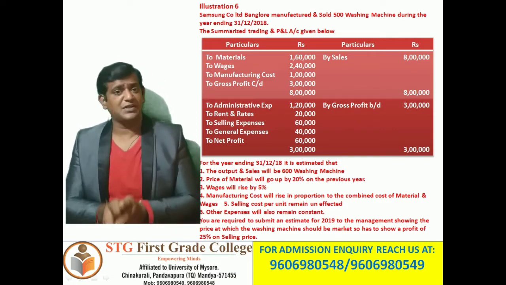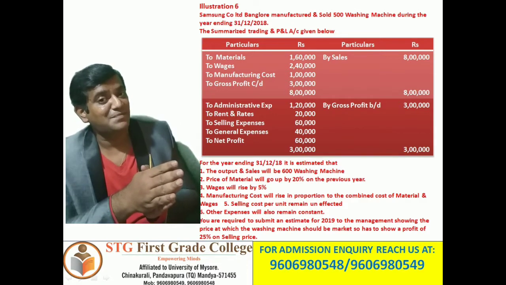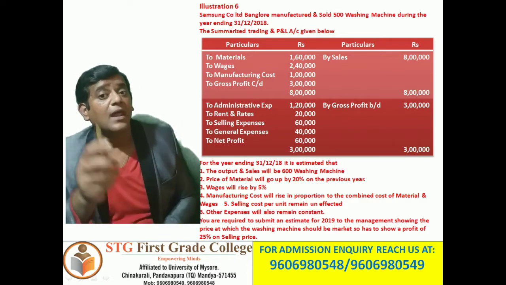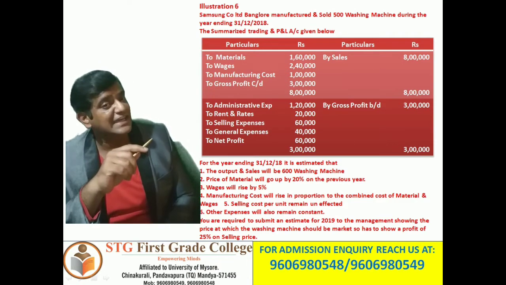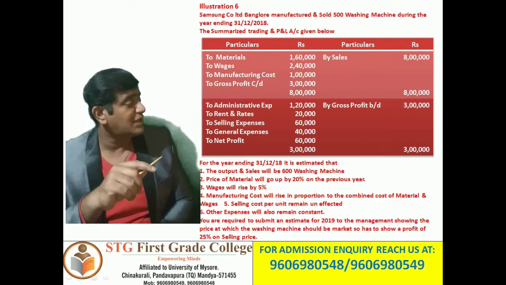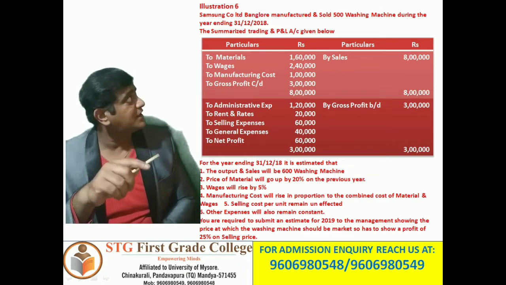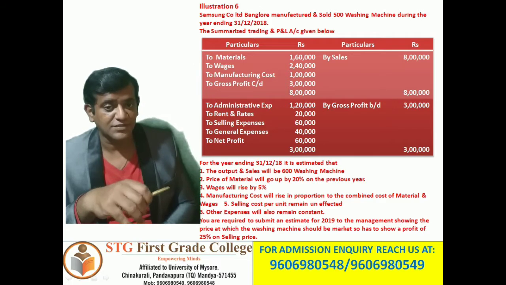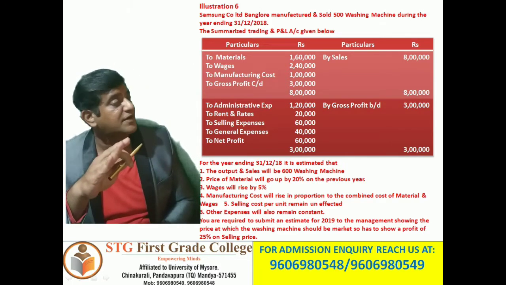Illustration number 6. Samsung Company Limited, Bangalore, manufactured and sold 500 washing machines during the year ending 31st 12/2018. The summarized trading and P&L account is as follows. So that has been given. Look at the table. Particulars, rupees.